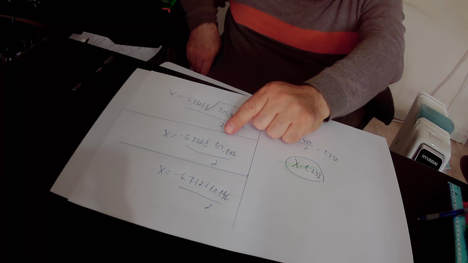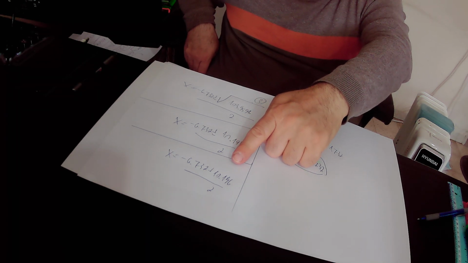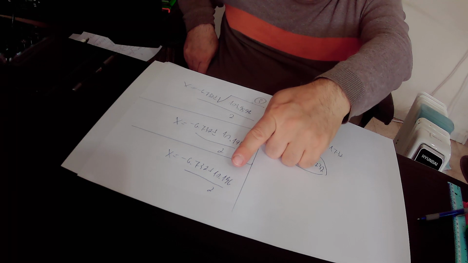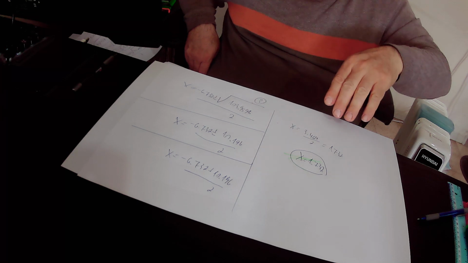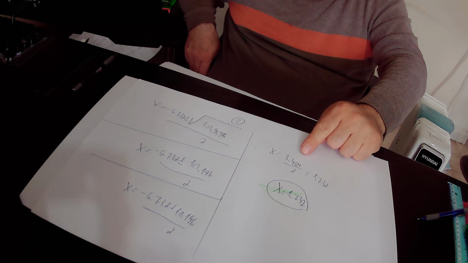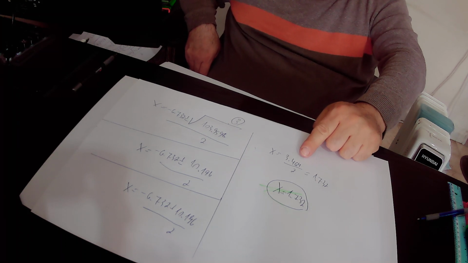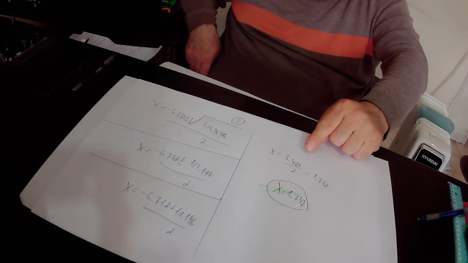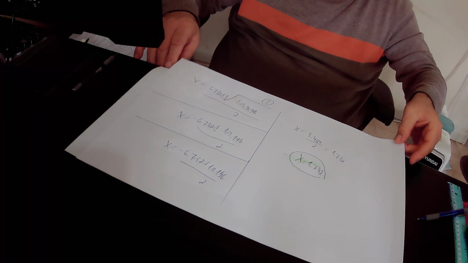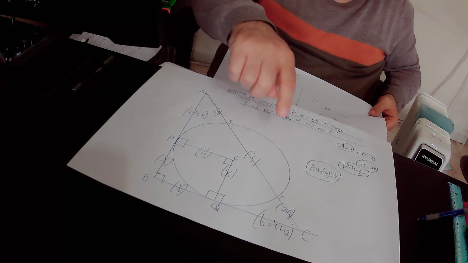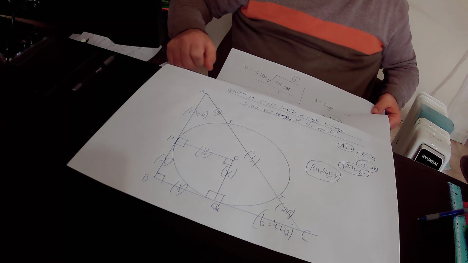The positive solution for x is x equals minus 6.732 plus 10.196 over 2. And minus 6.732 plus 10.196 equals 3.464. So in conclusion, we found that x equals 3.464 over 2, and 3.464 over 2 is 1.732. In conclusion, we found that x, the length of the radius of this circle, equals 1.732 units. Okay, thank you very much.